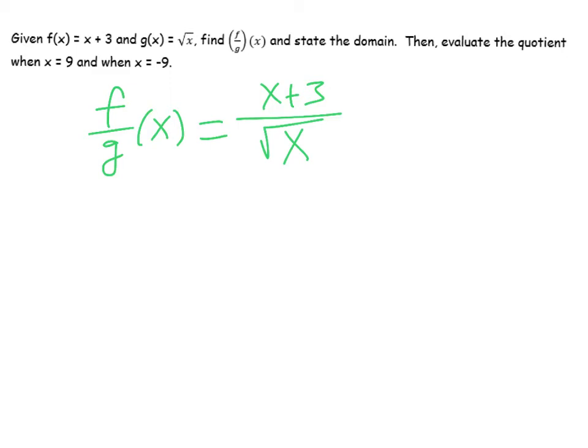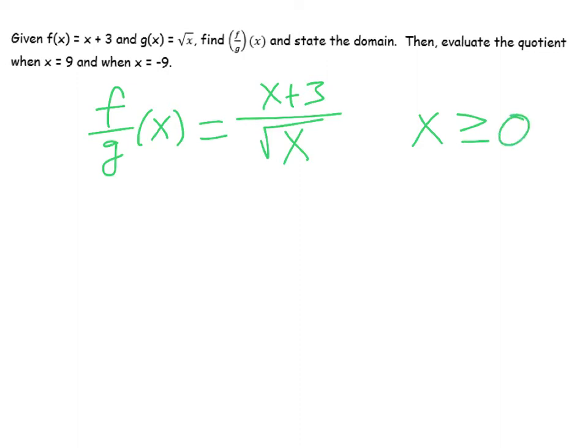Now, as far as the domain goes, I'm looking down at the bottom. I got two things kind of going on at once. The bottom is a square root, okay? Which means negative numbers are a no-go. So I know right off the bat, so I don't get an imaginary, x has to be greater than or equal to 0.